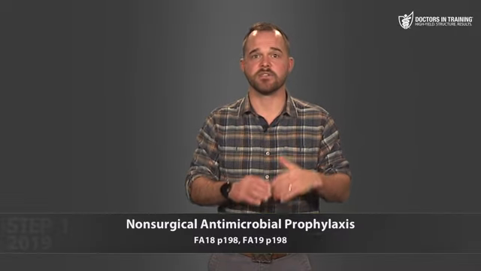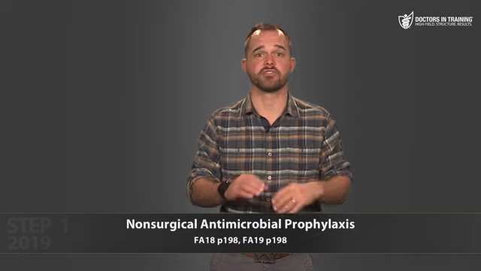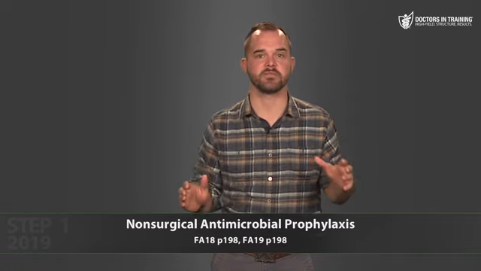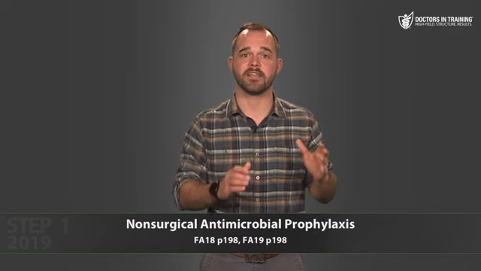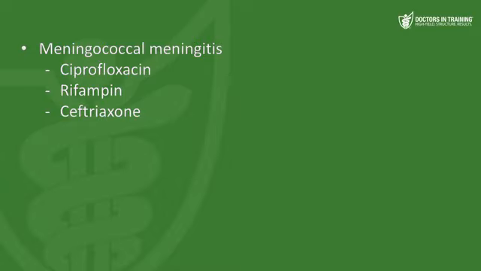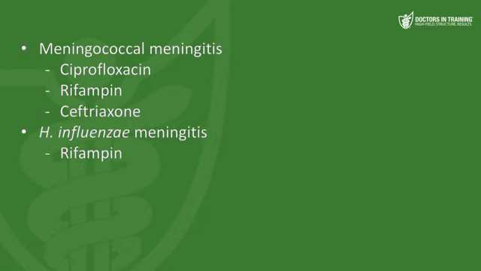Briefly, we're going to talk about non-surgical antimicrobial prophylaxis. We talked about these a lot already. There are certain infections that if you get exposed to them or you have the potential to be exposed to them, you can take a prophylactic antibiotic. First, if you're exposed to a patient with meningococcal meningitis, ciprofloxacin is going to be your drug of choice, but you can also use rifampin or ceftriaxone. What about H. influenzae meningitis? Do we use Cipro there? No, we use rifampin instead.